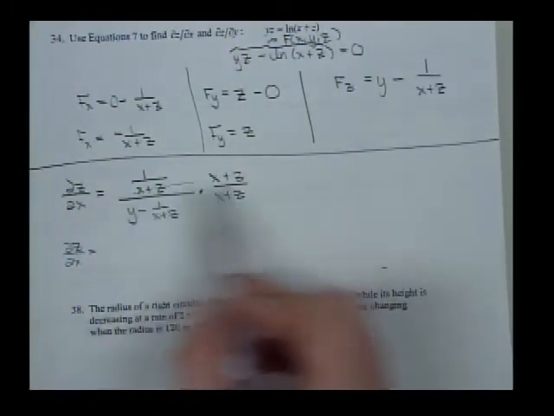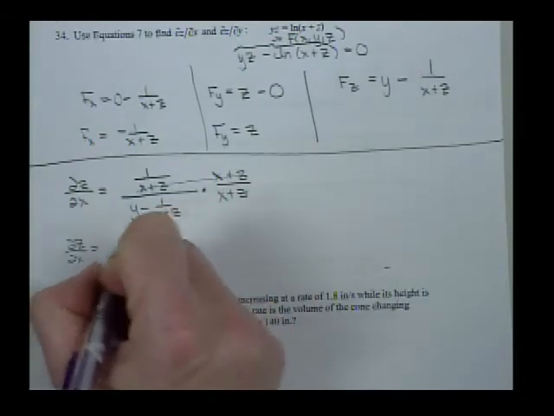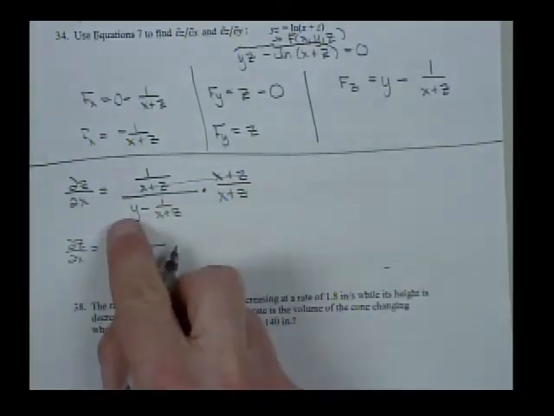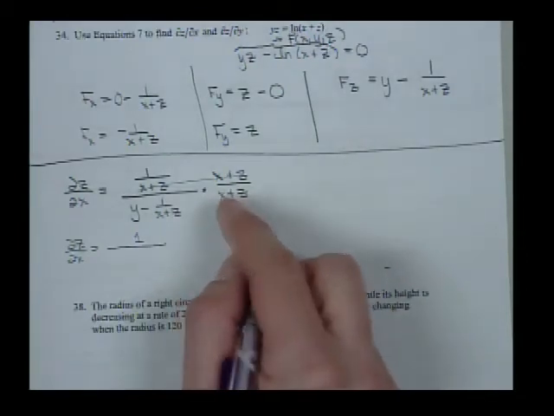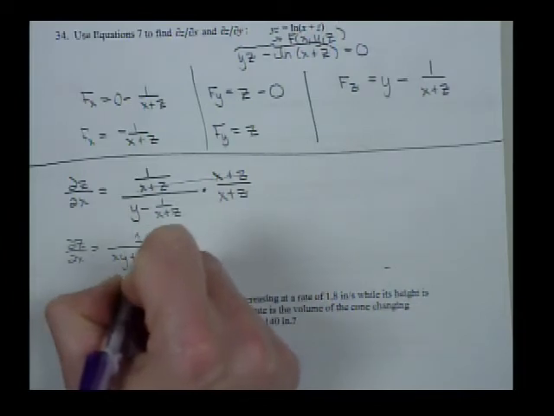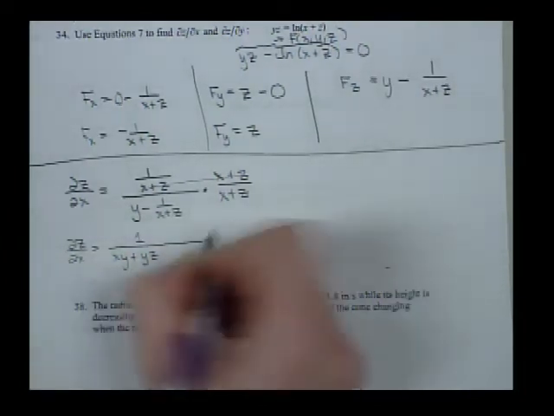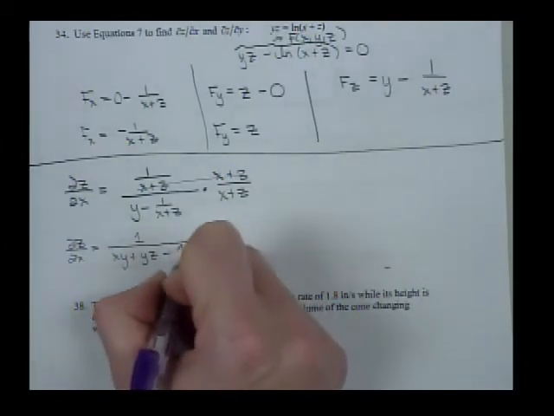So in the numerator, the x plus z's would cancel, and we'll just get 1. And in the denominator, we'd have y times x plus z, and you can write it like that, or you can distribute the y. I'll distribute. So I'd have xy plus yz, and then in the last term, the x plus z cancels, so minus 1.